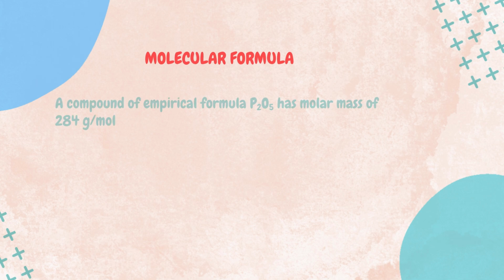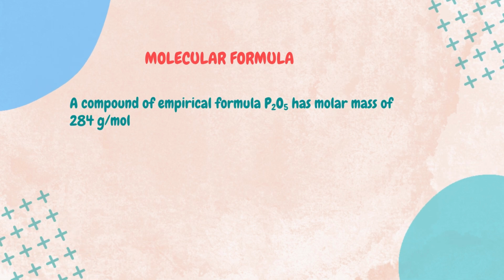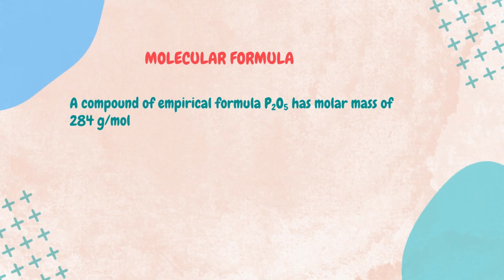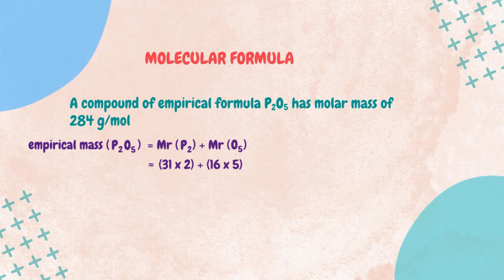Another example. A compound of empirical formula P2O5 has a molar mass of 284 grams per mole. What is its molecular formula? The empirical formula is P2O5. The empirical mass of P2O5 is equal to the atomic mass of phosphorus plus the atomic mass of oxygen. The atomic mass of phosphorus is 31 times 2, as there are 2 phosphorus atoms in the empirical formula. The atomic mass of oxygen is 16 times 5, as there are 5 oxygen atoms in the empirical formula. This gives 142 grams per mole.